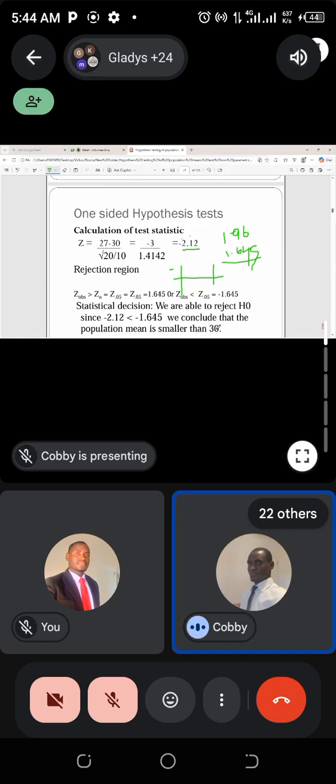Okay, that is what we are looking at. We reject the null hypothesis, which says the population mean is greater or equal to 30, and we conclude that the population mean where this sample is coming from is less than 30. That is the meaning.